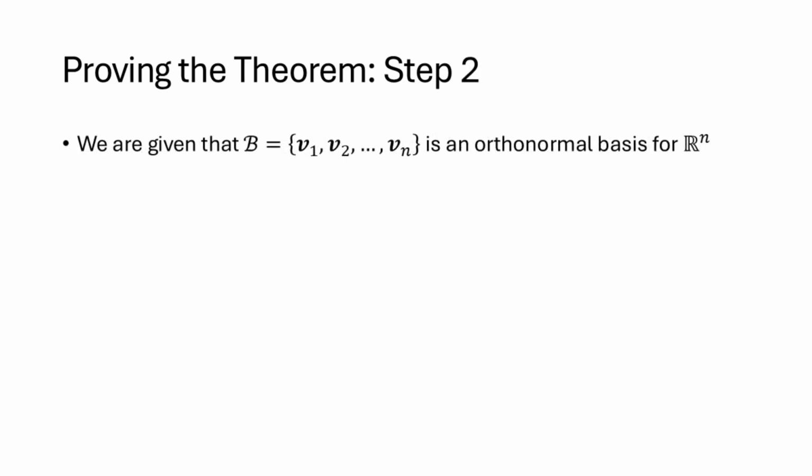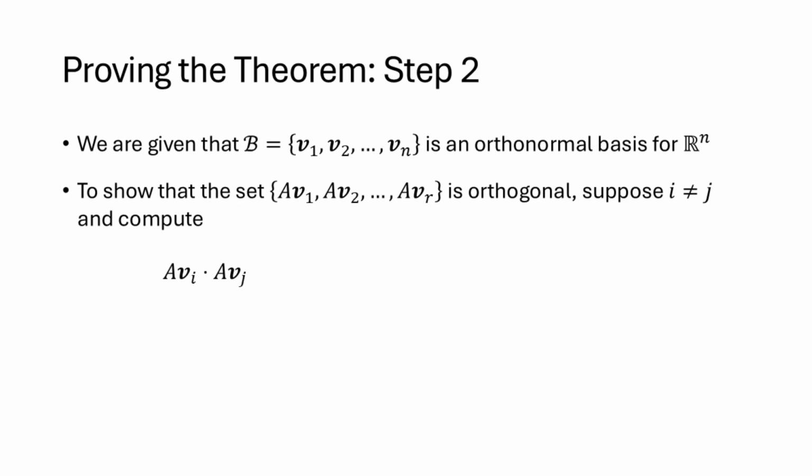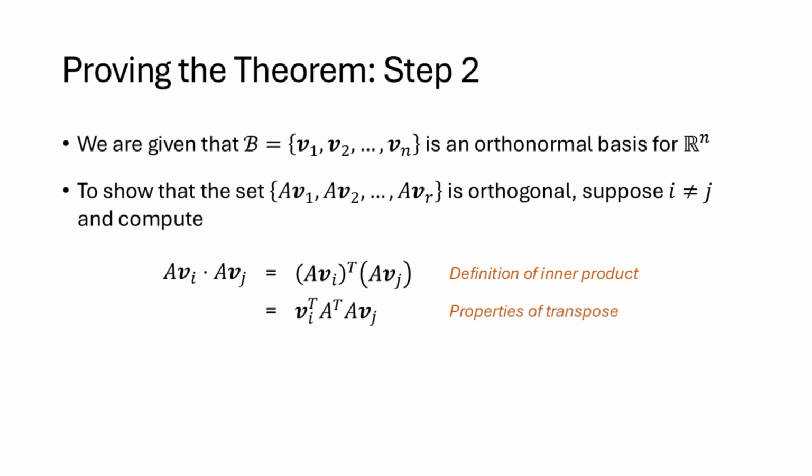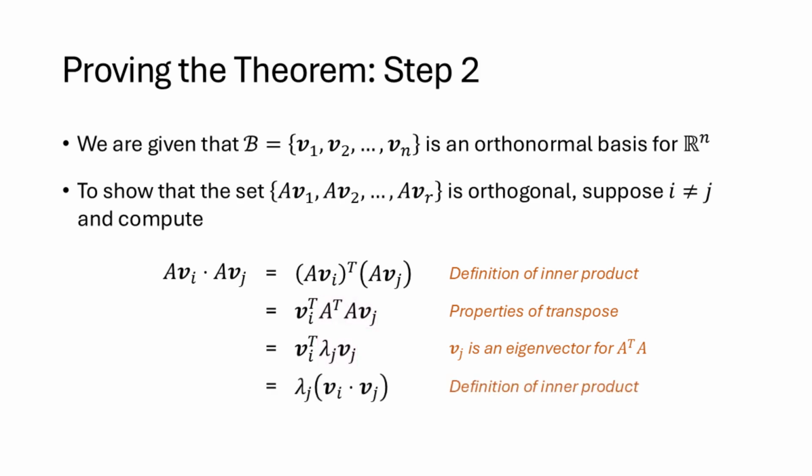Next, we have to show that the set containing the vectors Av1 through Avr is an orthogonal set. So remember that the set script B, which contains all the v vectors, is an orthonormal basis for Rn. And to show that the set Av1 through Avr is orthogonal, we let i and j be different subscripts and look at Avi dot Avj. Our definition of inner product says that we can rewrite that as (Avi) transpose times Avj. Properties of transpose means that this gets rewritten as vi transpose A transpose A vj. And remember that vj is an eigenvector for A transpose A, so that turns into lambda j vj. We can pull out the lambda j, and we get vi dot vj. But script B was an orthonormal basis, which means that the v's are orthogonal to each other. So that means that vi dot vj is 0, and then lambda j times 0 is 0. So that shows that this set is orthogonal.